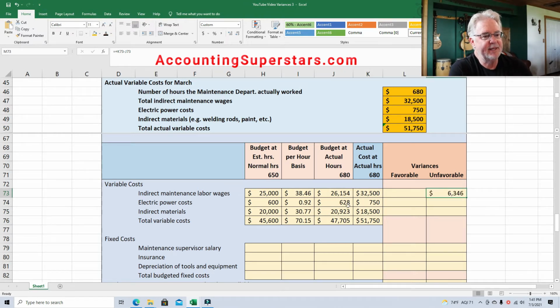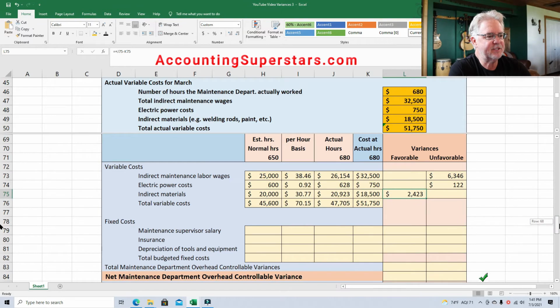All right. And then the electric power costs, $750 was the actual, $628 was budgeted. That's over budget, $122. And the indirect materials, they budgeted $20,923, but turned out $18,005, so they're under budget. So that's pretty sweet. Now we're not going to total this up at this point in time. We'll total it up here in a little bit. Let's come down to the fixed costs.